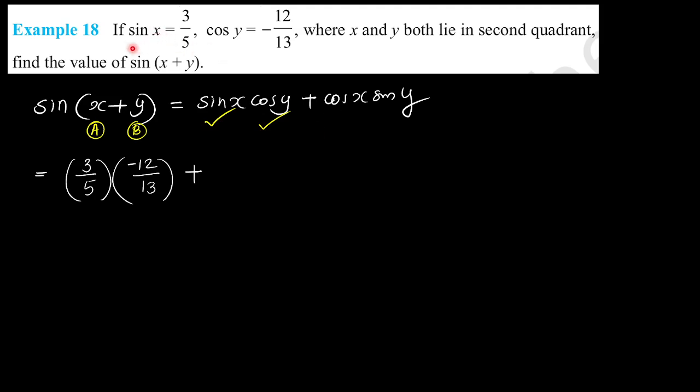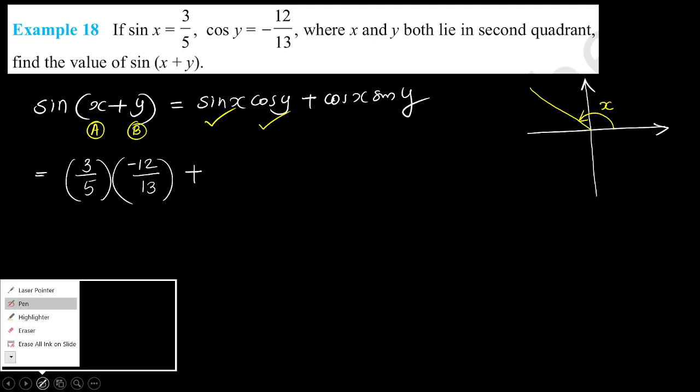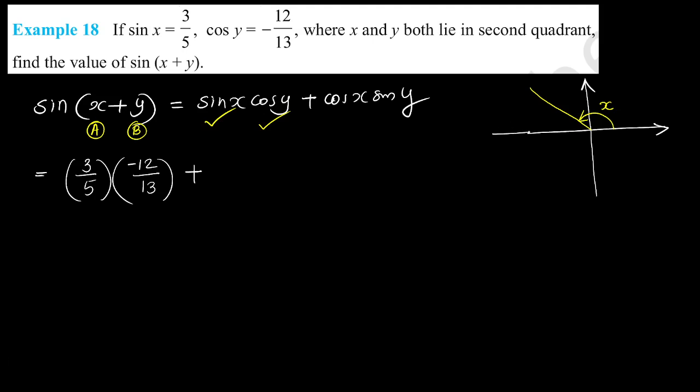If sin x is available, we can easily find out cos x. If sin x is given, we can find out cos x. That part I already discussed in the previous classes. X lies in the second quadrant. It is given that x is in the second quadrant. So let me draw a right angle triangle. I have already discussed this type of question.